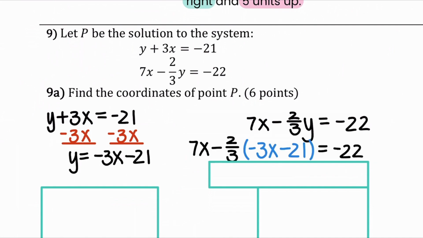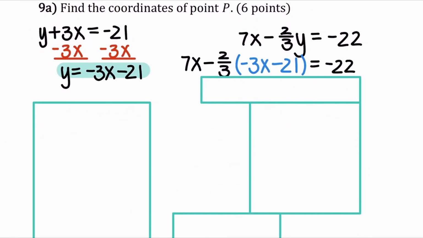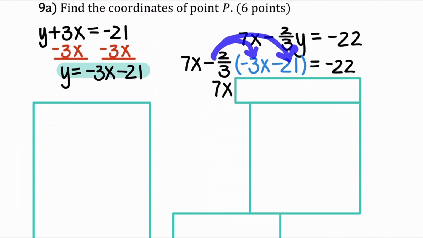Yes. Okay, so that's what we're going to do. We're going to substitute y equals negative 3x minus 21 into our equation as such. And so once again, every time we see fractions, it's not something to freak out over. It's all about perspective. So the 7x stays the same.